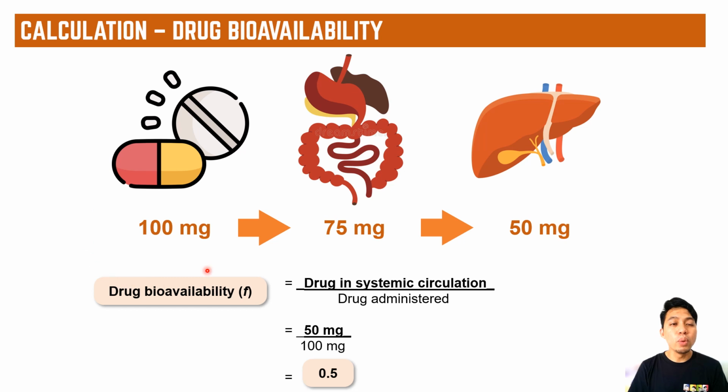As an example, when 100 mg of drug X is administered orally, only 75 mg is absorbed through the intestine and the remaining 50 mg passes the first pass metabolism and is available in your systemic circulation. When we use this equation, we can calculate that this drug has 50% bioavailability, also known as 0.5.